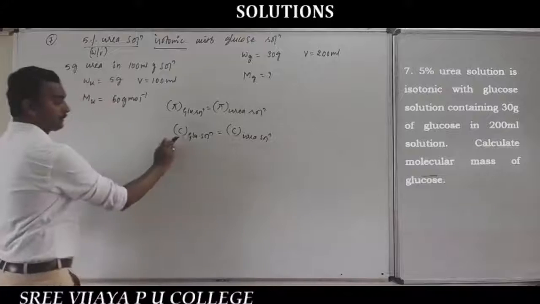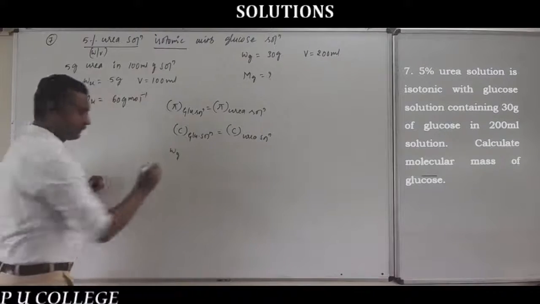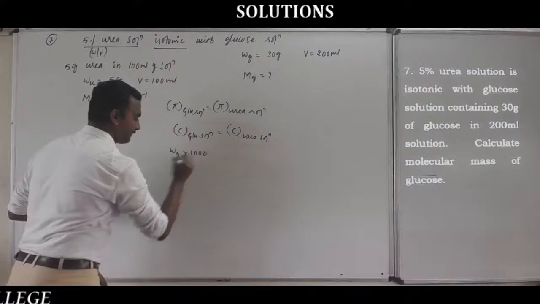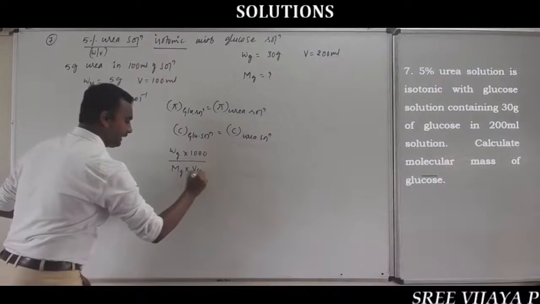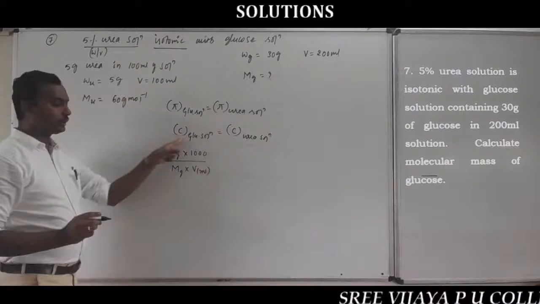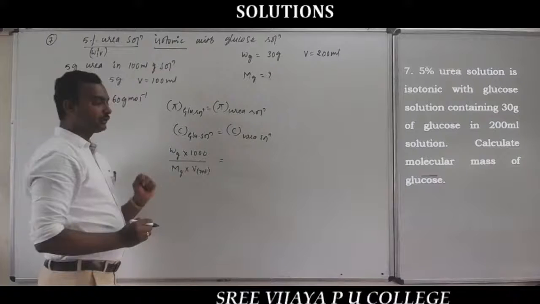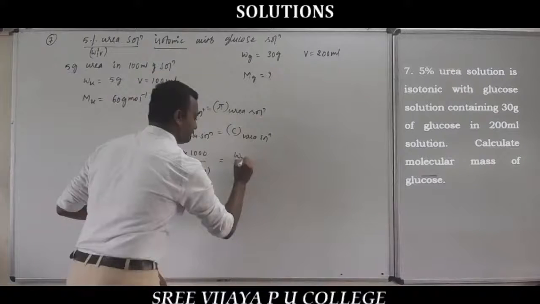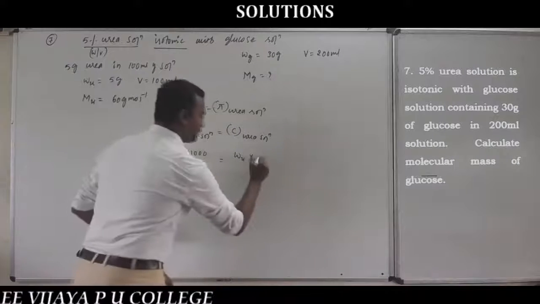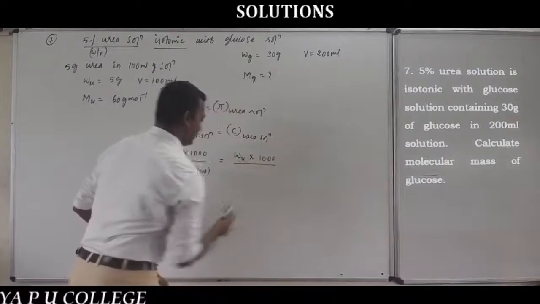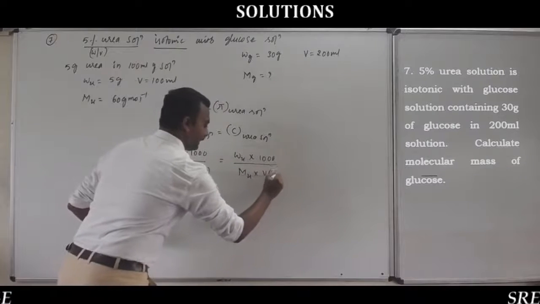So the molarity formula: W2, that is the mass of solute, into 1000, divided by molar mass of glucose into V in ml. The glucose solution concentration is equal to the concentration of urea solution. For the urea solution, the mass of urea solute into 1000, divided by molar mass of urea into V in ml.